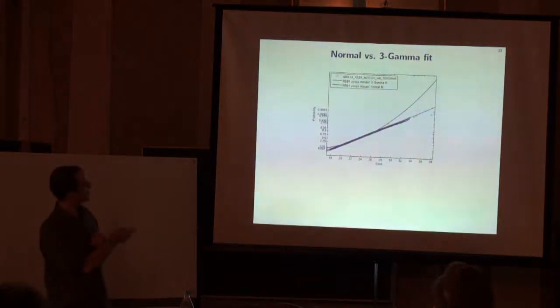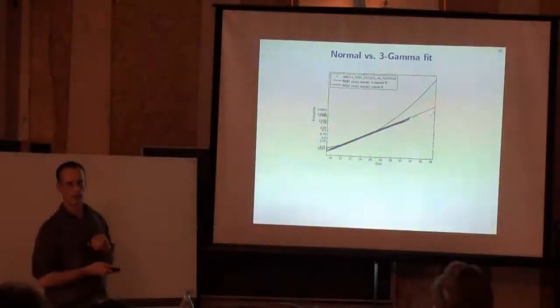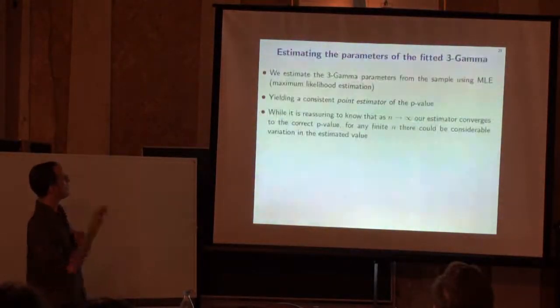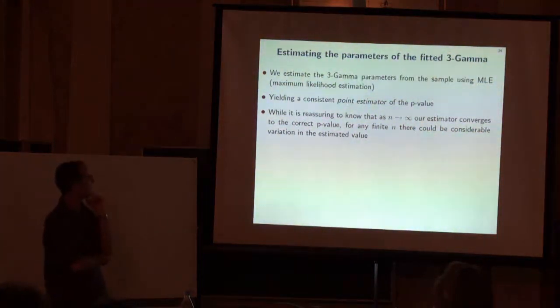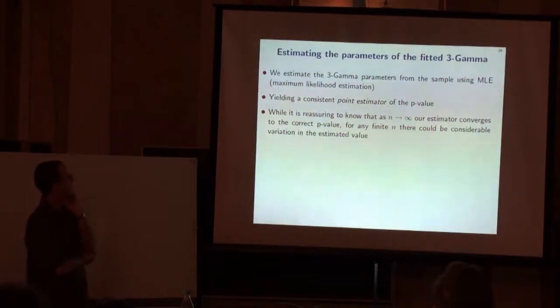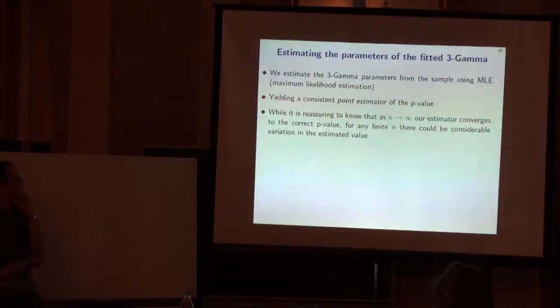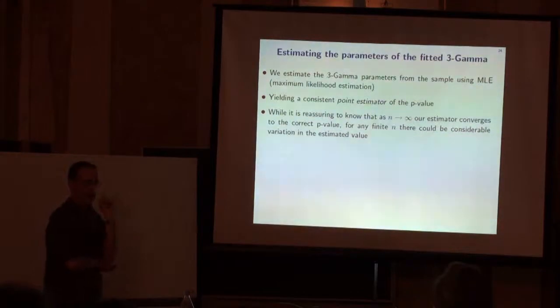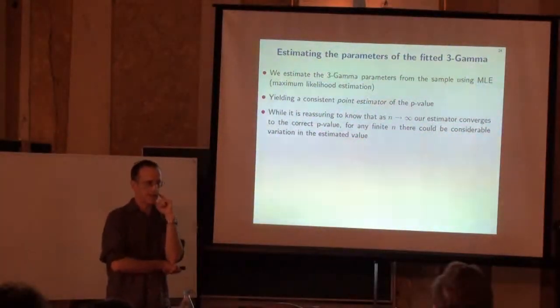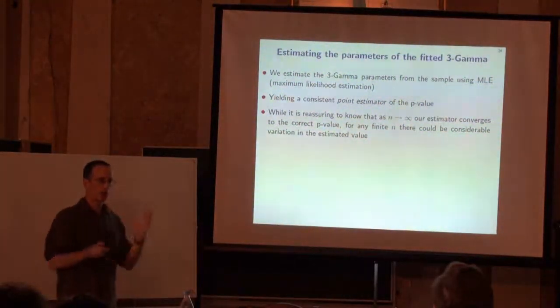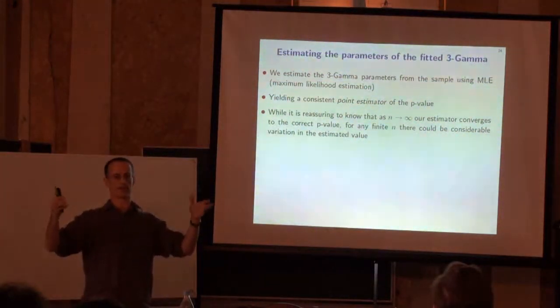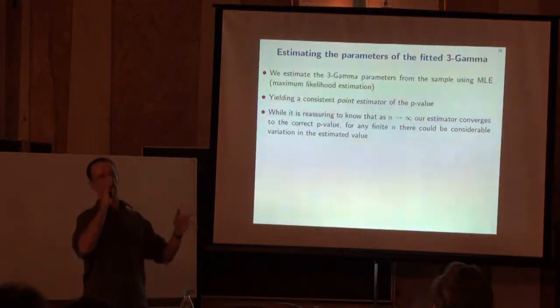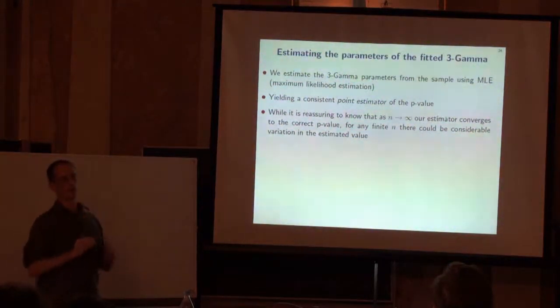Okay, 3-parameter gamma. And this is just to show you that the data really doesn't follow a normal distribution. The green curve is the best fit you'd have with a normal. The purple is the 3-parameter gamma. You see the problem with the normal. It's nowhere near normal. Okay, so estimating the parameters. We estimate the parameters of the 3-parameter gamma using maximum likelihood estimation. That yields what we call the consistent point estimator of the p-value. So we estimate the 3 parameters of the gamma, we draw the curve corresponding to these 3 parameters, and then we look at what the p-value is relative to that curve.